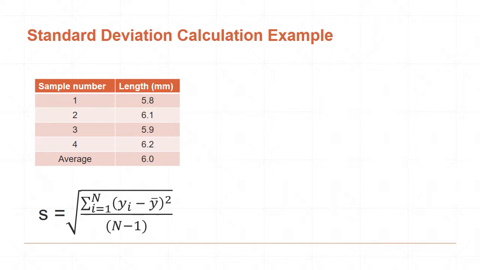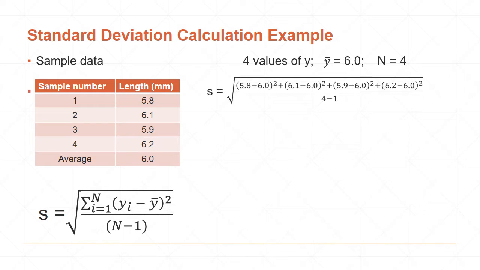If I take the average of those, I would add these 4 together and divide by 4. So my y bar would be 6.0. So now if I come down here to my standard deviation calculation, underneath the square root symbol, I have 4 values of this particular calculation to do that I would need to add together and divide by n minus 1. So let's see how that would work. I have 4 values of y. I have my y bar equals 6.0. My total number of values, n, equals 4. So let's see what that looks like mathematically.